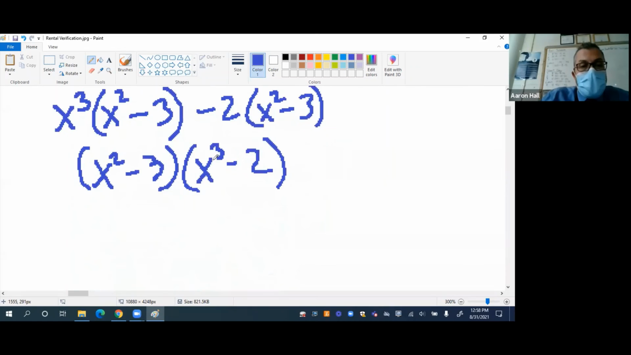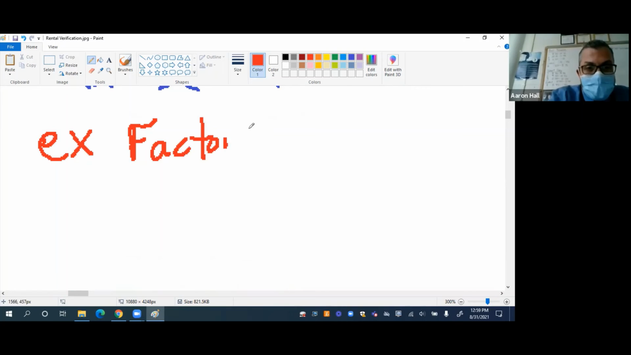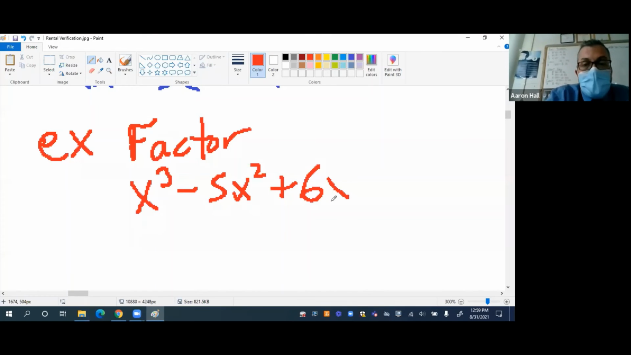If I'm going too fast, let me know. Okay. Guess what the directions are? All right, I have x cubed minus 5x squared plus 6x. Can I factor by grouping? No. Why not? I don't have enough terms. We factor by grouping when we have 4 terms. I don't have 4 terms. So we have to do something else.